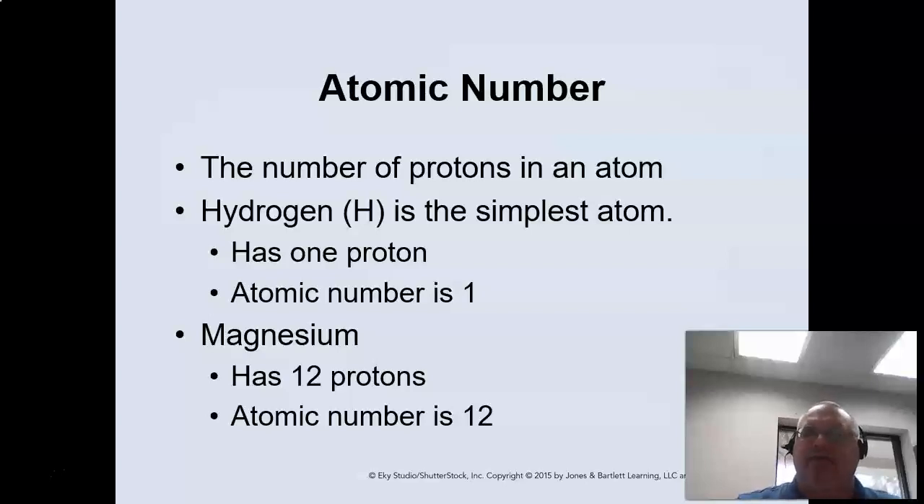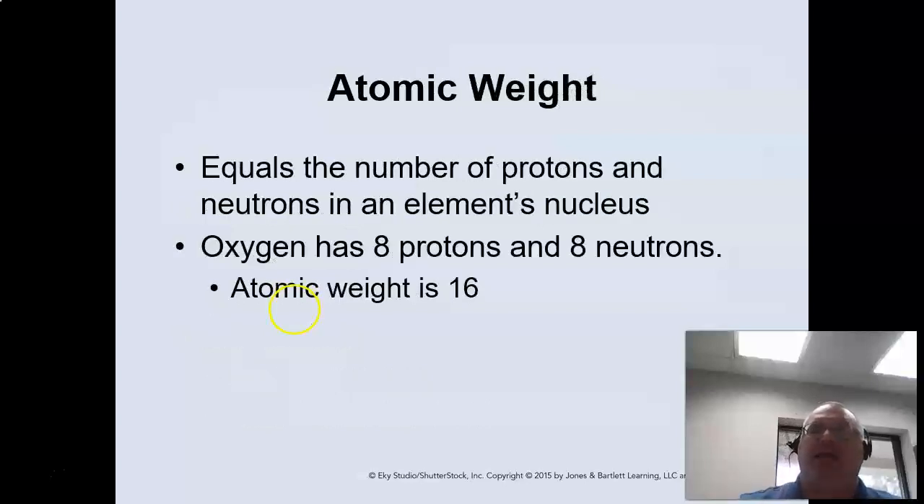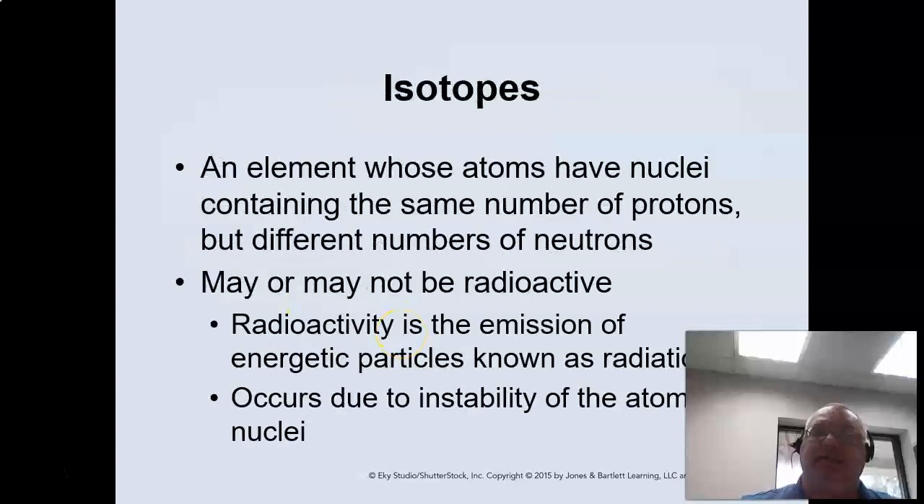Magnesium has 12 protons, so its atomic number is 12. Your atomic weight also has to do with the number of neutrons in the nucleus. These are not negative or positive particles. So oxygen has 8 protons and 8 neutrons, so its atomic weight would be 16. Now your isotopes, they could or could not be radioactive, but basically the number of protons is the same with a different number of neutrons, okay?